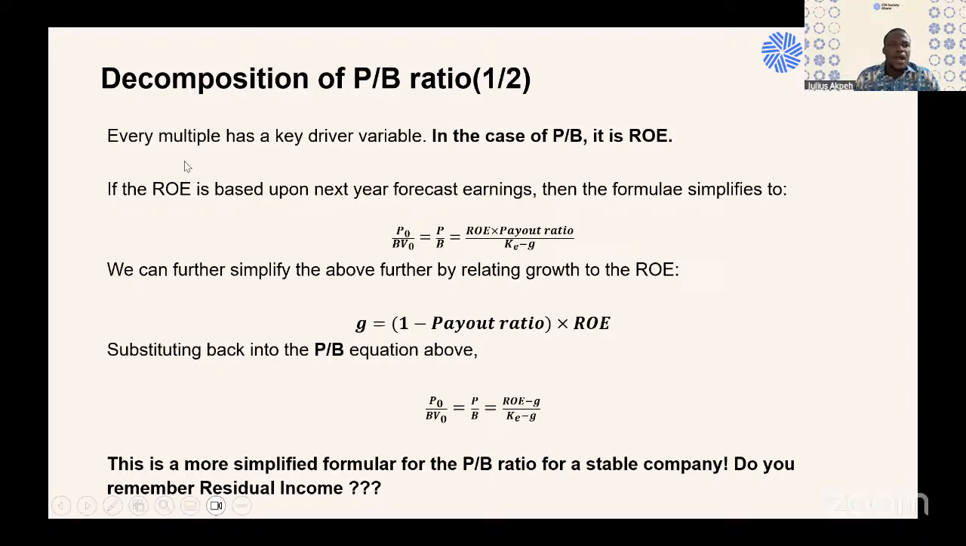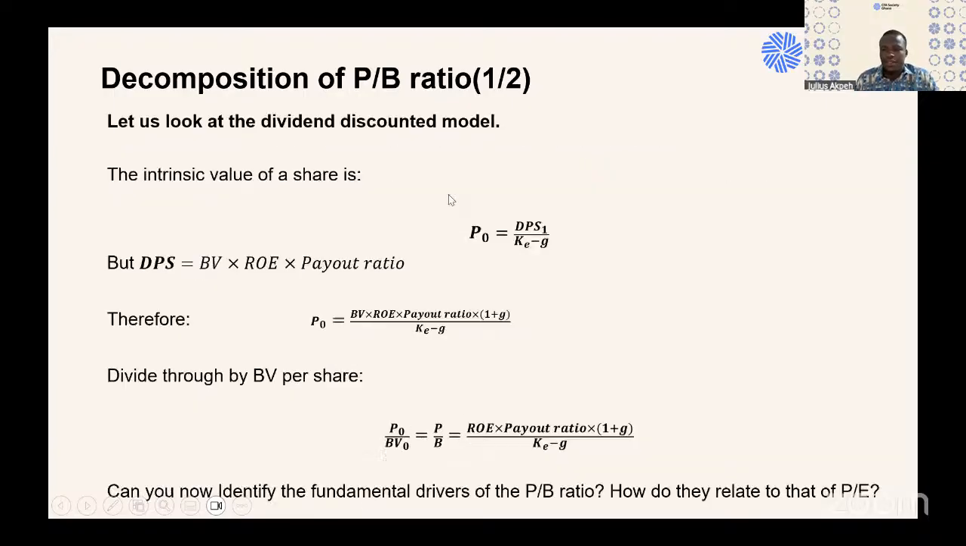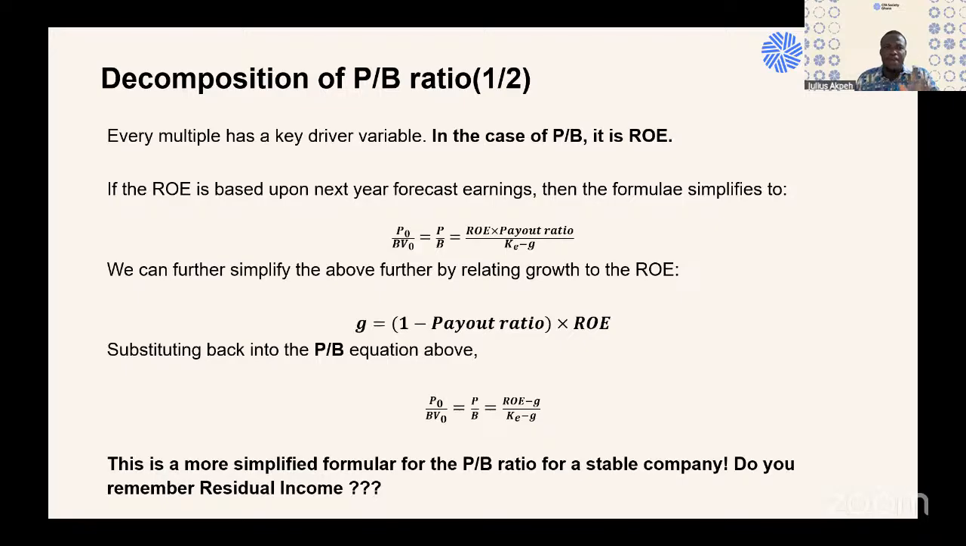Now, we saw ROE times payout ratio divided by KE minus G. Every multiple has a key driver variable. In the case of price to book, it is the ROE. Why? Because the payout ratio may not necessarily be increased. A company can have a well-defined dividend policy, in which case they maintain the growth in dividend, so the payout ratio can be maintained consistently. But the key driver of what makes the company pay more dividend or not is the return on equity. If they generate more profit, their return on equity too will be higher, right? So return on equity is the key driver here.